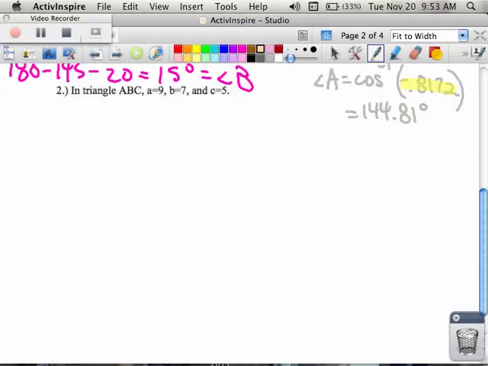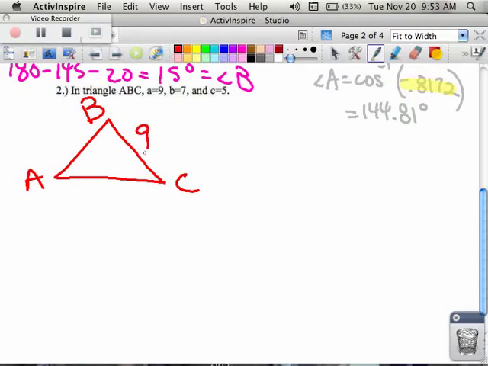Okay, so in number 2, the thing that's kind of weird about this problem is there are 3 sides. I'm going to draw that picture. So here's my 3-sided triangle. And I like the A on the left, my B on the top, and the C on the right. I don't really know why. They give me 3 sides, so A is 9, B is 7, C is 5.